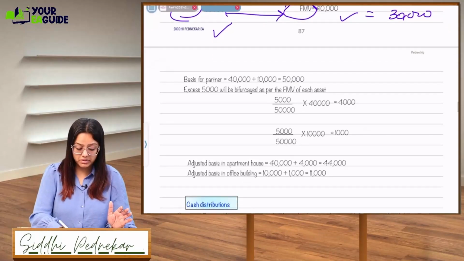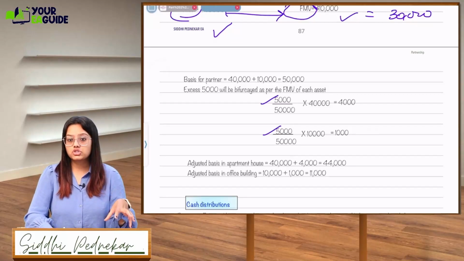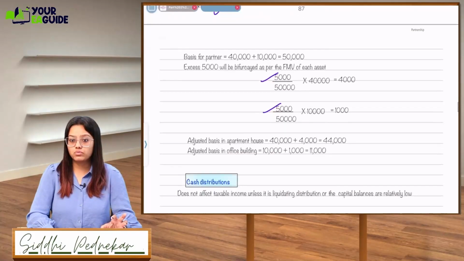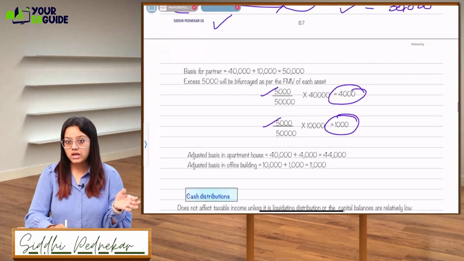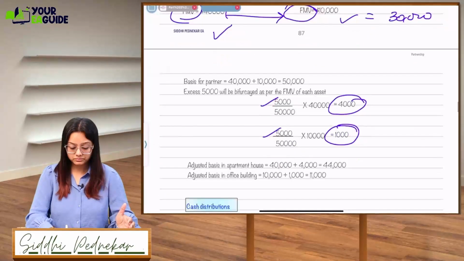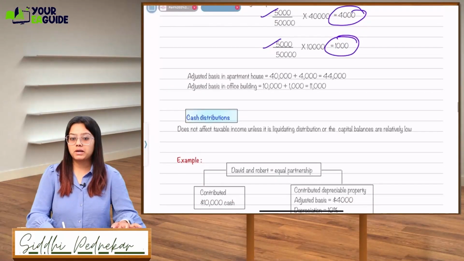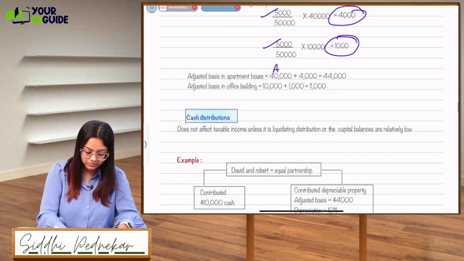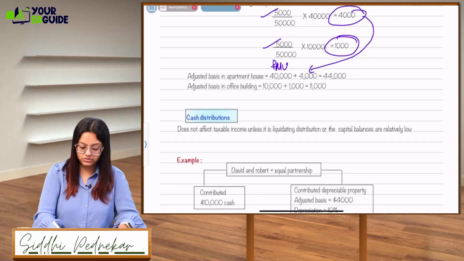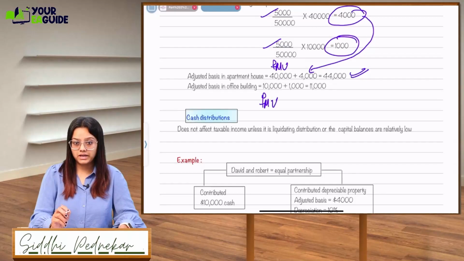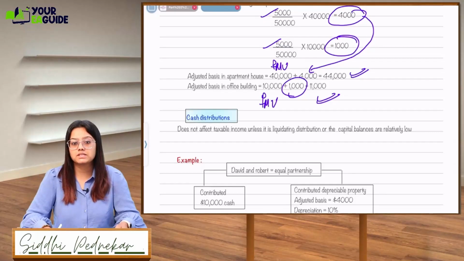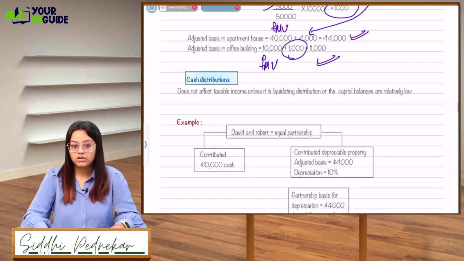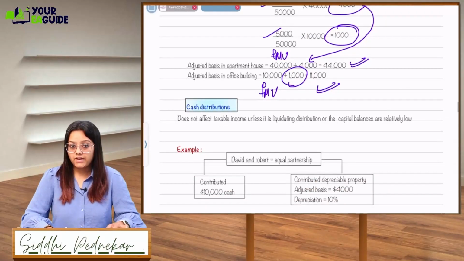So what will you do? The remaining 5,000 will be allocated amongst these two assets in the ratio of the FMV, that is 4:1. So 4,000 and 1,000 will be allocated between the apartment house and the office building. So the adjusted basis in the apartment house: first take the FMV, that was 40,000, add this amount, and it is 44,000. Same way, take the FMV of the office building and add the 1,000, and that will come to 11,000 as the adjusted basis in the office building. Got it, guys?